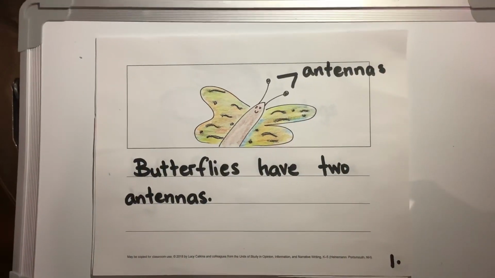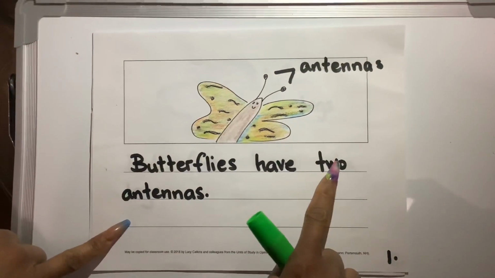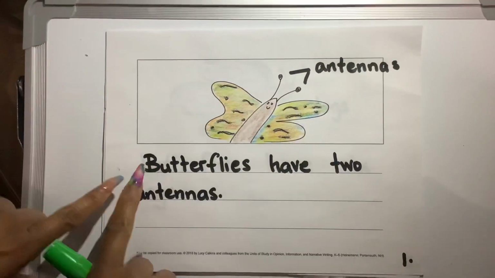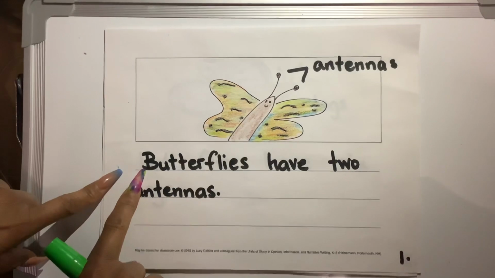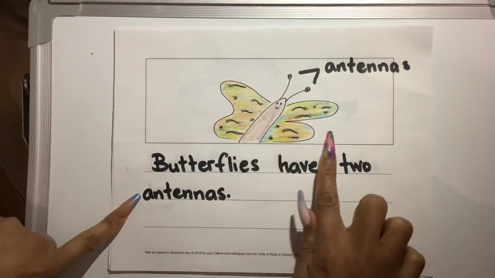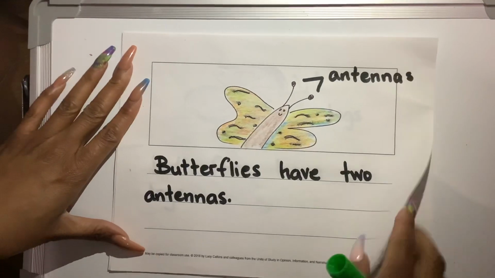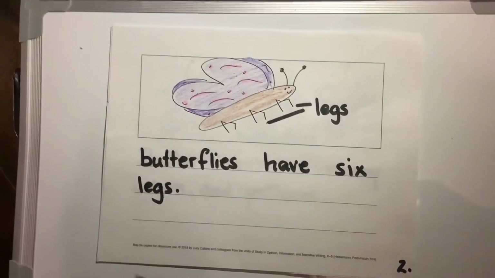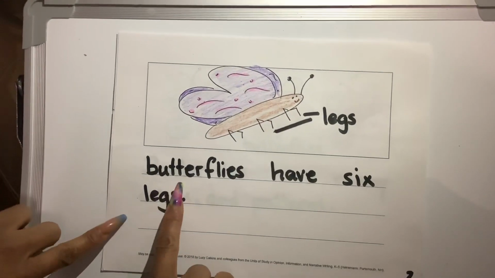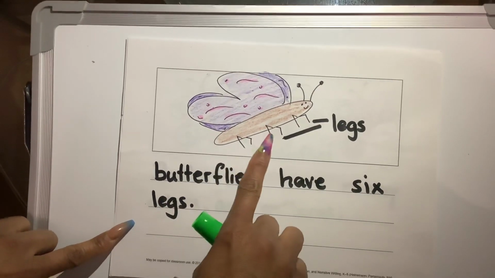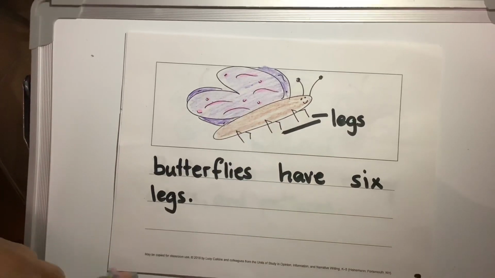Page 1. Butterflies have 2 antennas. 1, 2. I began with a capital letter. I have my finger spacing. And I ended with a period. Page 2. Butterflies have 6 legs. 1, 2, 3, 4, 5, 6.